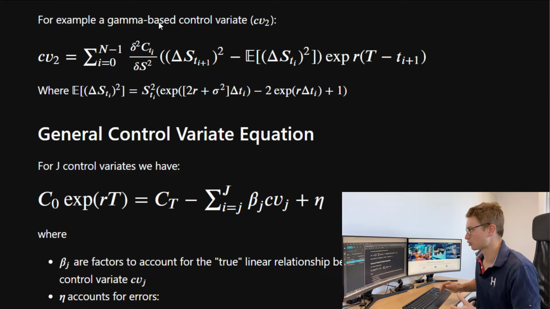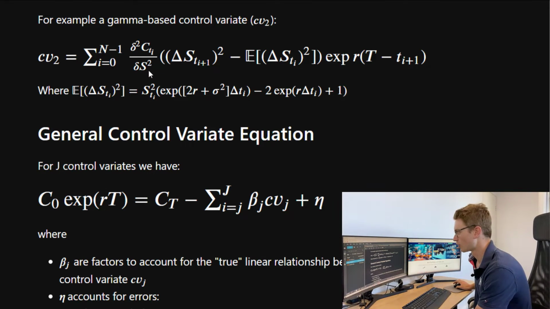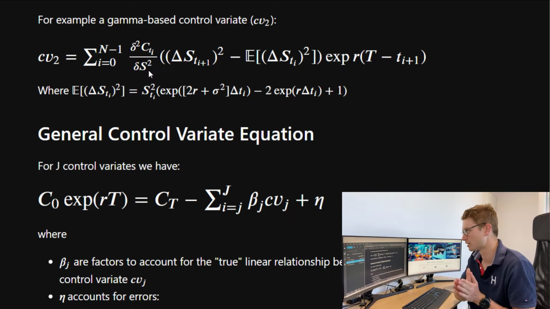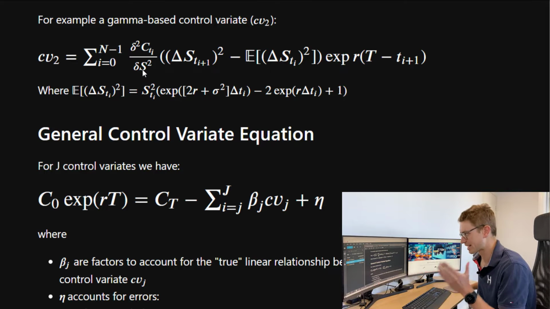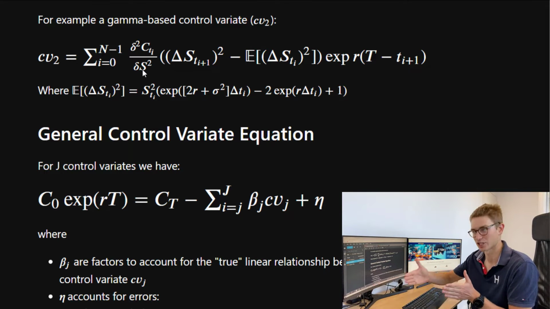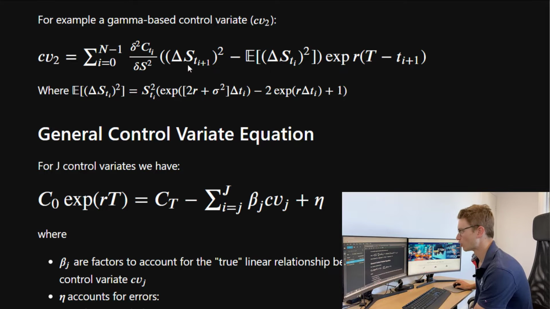Now, gamma is the second partial derivative of the option price with respect to the underlying. So essentially, it's just the sensitivity of delta to small changes of the underlying. To have gamma as a control variate in a very similar way, we can accumulate, just like before, the gammas at the same time step. So we can estimate gamma at each discrete rebalancing time. We know what the change in the stock price was between one period and our next sampled period. We square that and we subtract the expectation of the squared change between the stock prices.